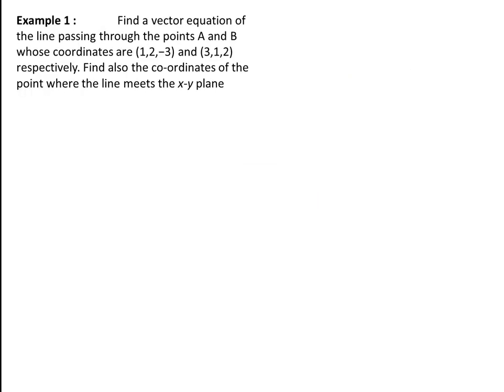So, for our first example, we need to find the vector equation, or a vector equation, of the line passing through the points A and B, whose coordinates are (1, 2, -3) and (3, 1, 2) respectively. And we also need to find the coordinates of the point where the line meets the xy plane. A schematic diagram is worth drawing here, not an accurate 3-dimensional diagram, but just a diagram to show what's going on.